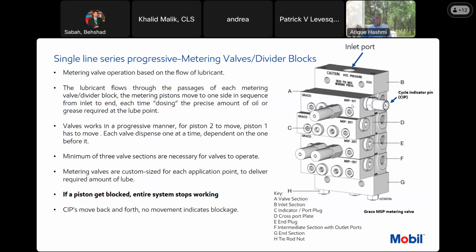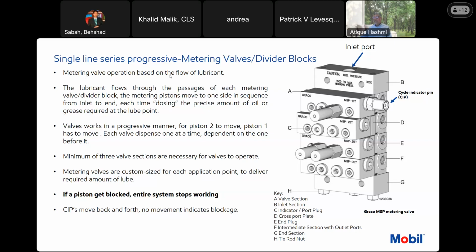When you have S, there is no S on this one, but there is an S available in every divider block manufacturer's offering. Those S are just single line, single output or outlet. This means they can only dispense from one side, and they would have the largest amount between T and S. And the other side has to be plugged, otherwise it will not work.